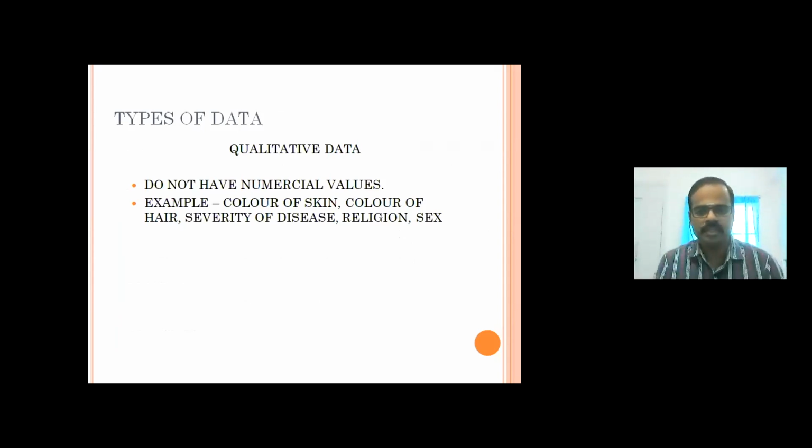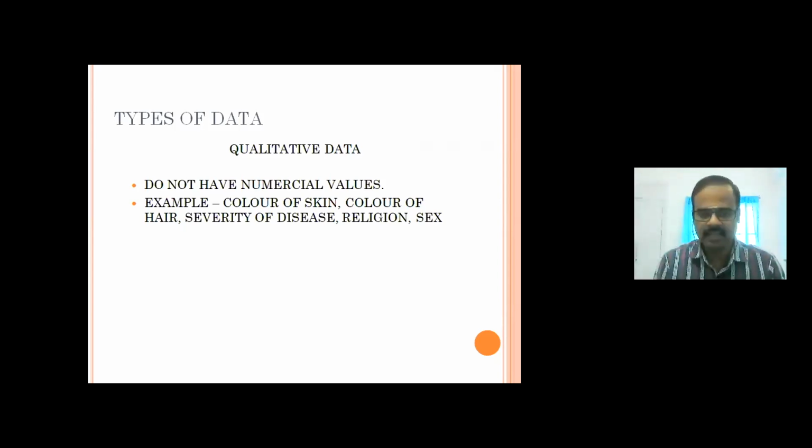So what is qualitative? As Vignesh said, quantity means it is measurable. Similarly, qualitative means it is not measurable. So they do not have numerical values. For example, color of the skin. See, for color of the skin you can give color names, but you cannot measure it directly. That's why it becomes qualitative.